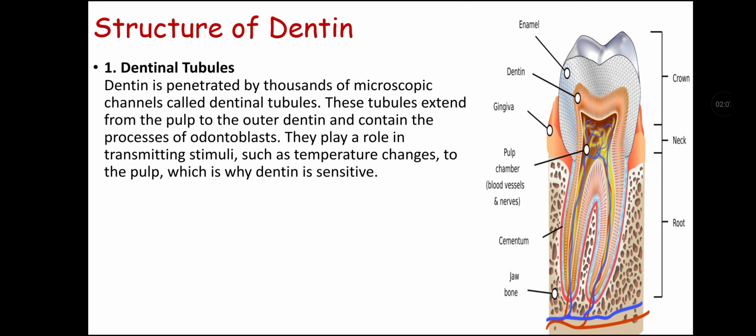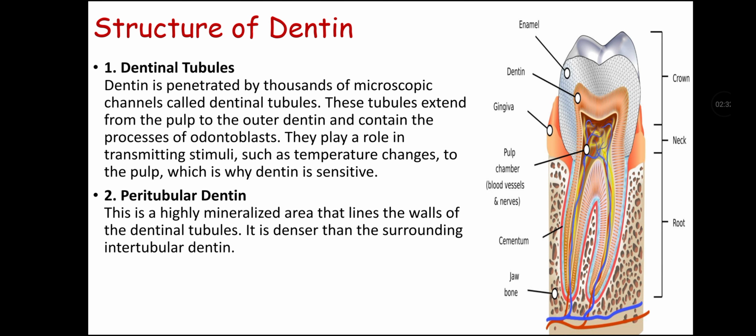Structure of dentin. It includes dentinal tubules. Dentin is penetrated by thousands of microscopic channels that are called dentinal tubules. These tubules extend from pulp to outer dentin and contain the processes of odontoblasts. They play a role in transmitting stimuli such as temperature changes to the pulp, which is why dentin is sensitive.